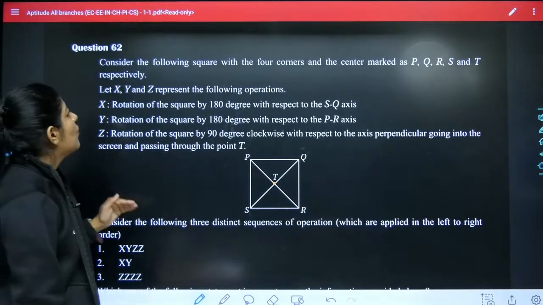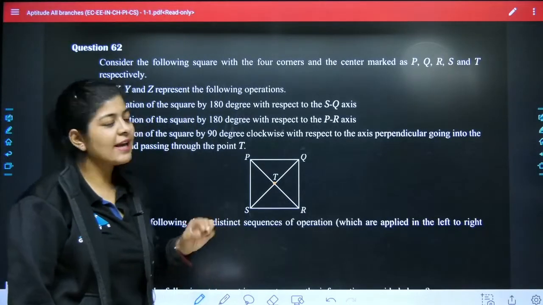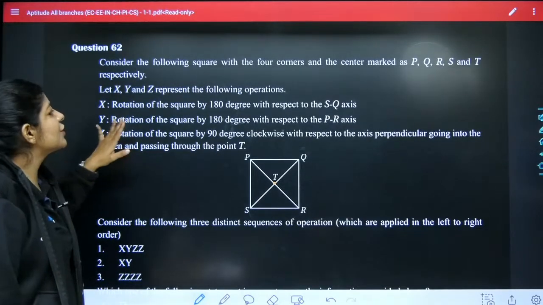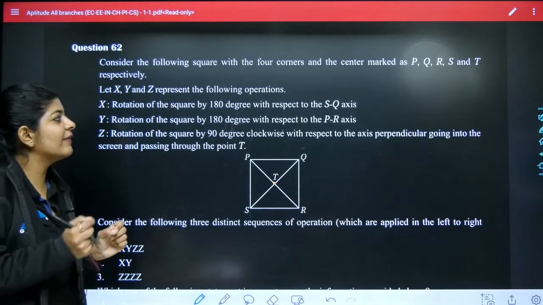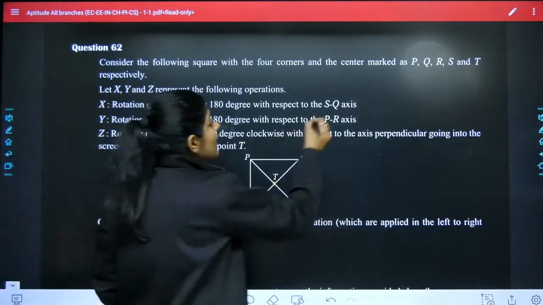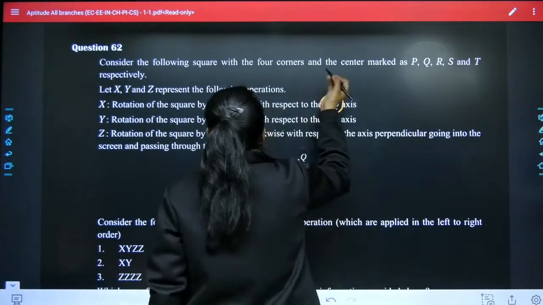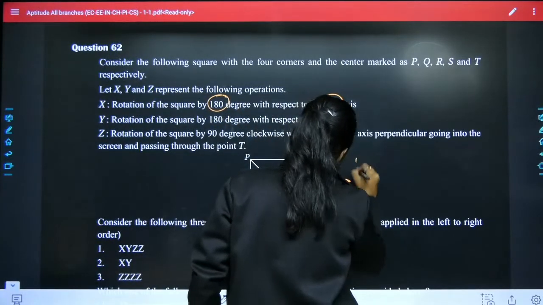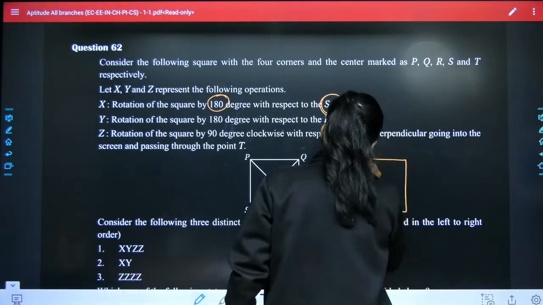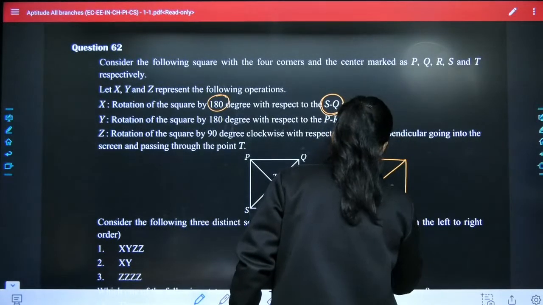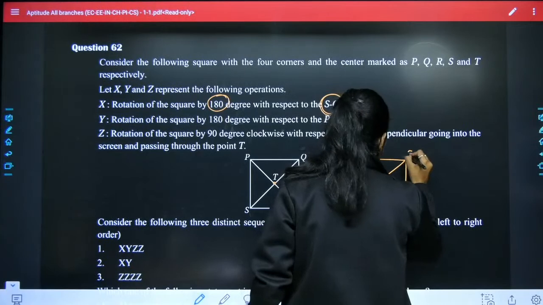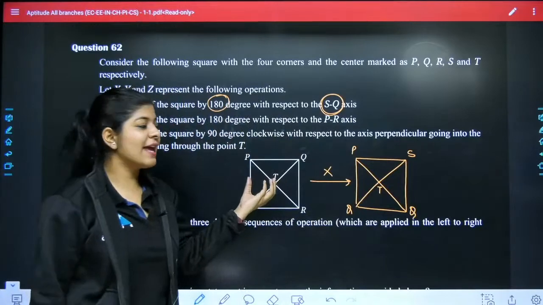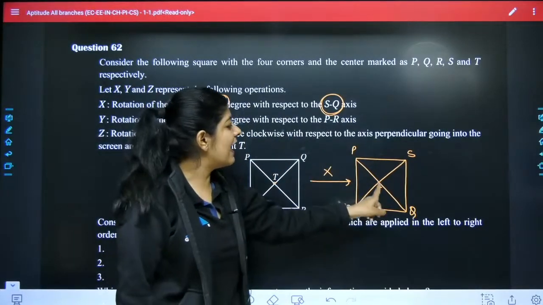Let X, Y and Z represent the following operations. Here we have three operations. The first operation, X, states rotation of the square by 180 degrees with respect to the SQ axis. That means with the help of the SQ axis we can rotate the square 180 degrees. So if we apply the operation X on this square, we will get our square like this.